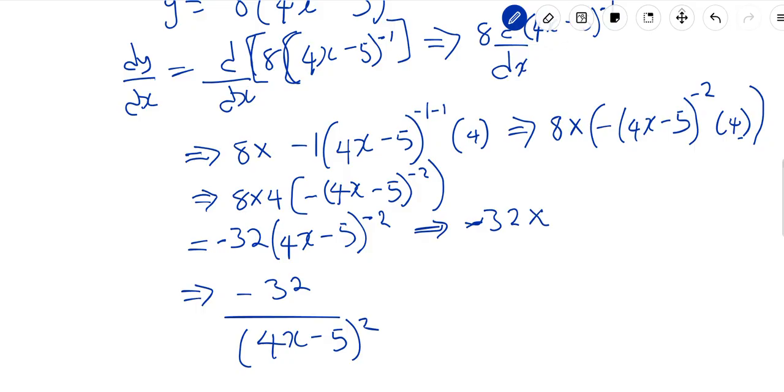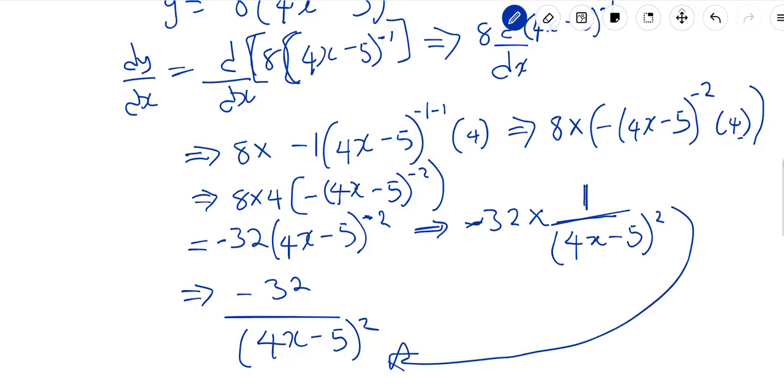multiplied by 1 over 4x minus 5 to the power of 2. Because of this negative sign, that's why I'm having 1 divided by an all to the power of 2. So from this, we can arrive at this. Pretty simple. But we are not done.